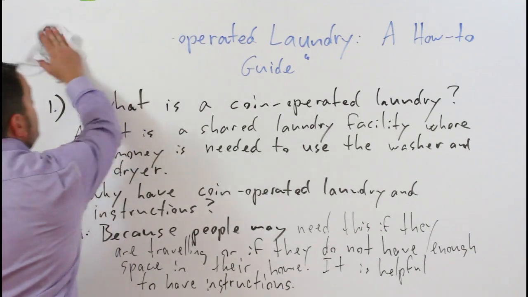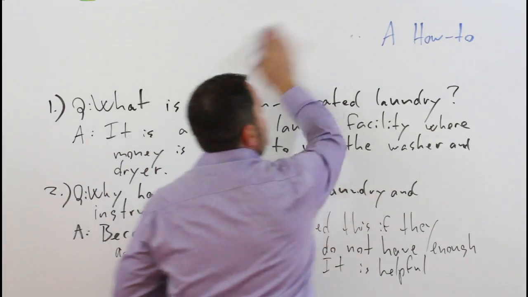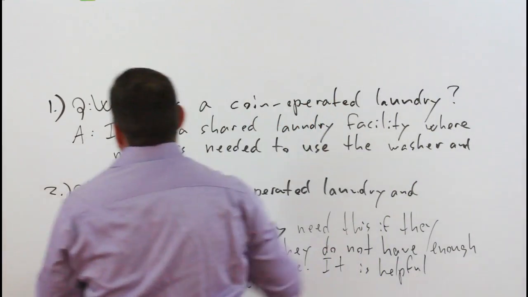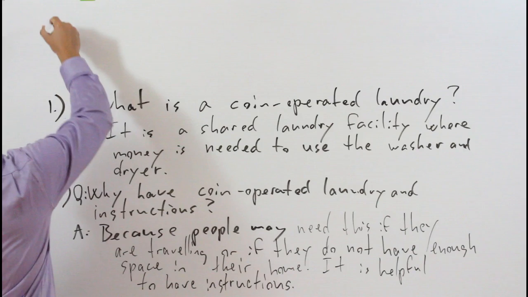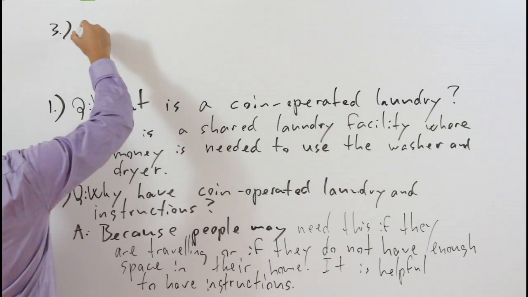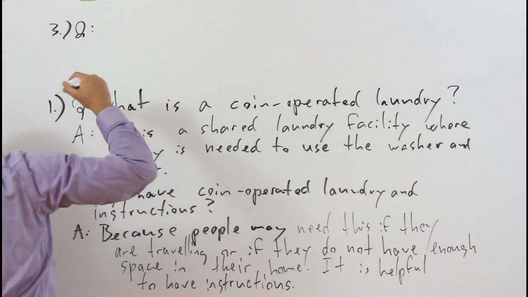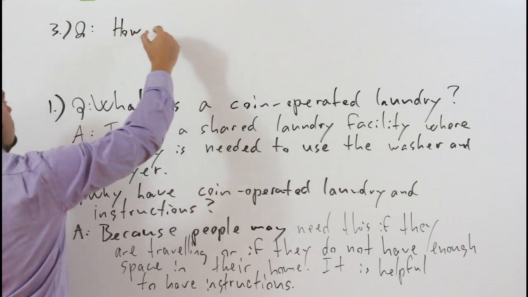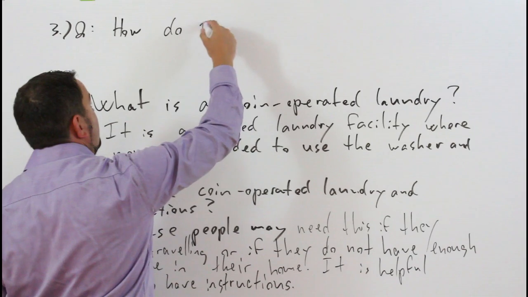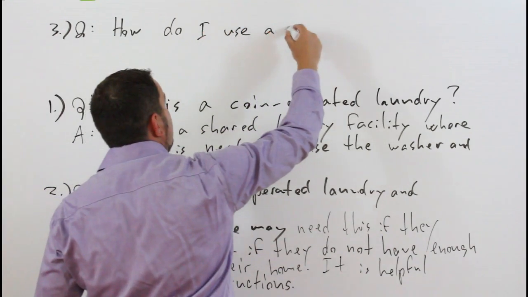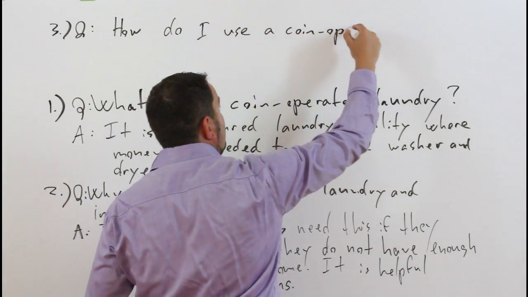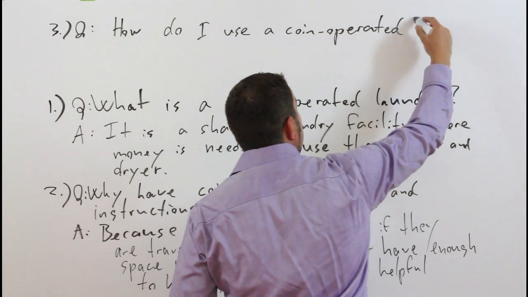So the third and final question is how. So question number 3, how do I use a coin-operated laundry?